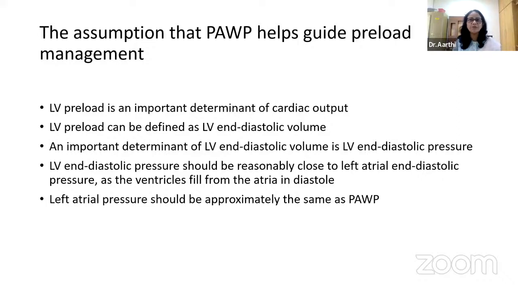We assume that both the atrial and the ventricular compliance are normal. In those scenarios, the left atrial end diastolic pressure is similar to the left ventricular end diastolic pressure. This left ventricular end diastolic pressure is the preload with which the heart has to pump the blood, which directly corresponds to the cardiac output. So left atrial pressure is the pressure measured when the pulmonary arterial catheter is wedged. So it reflects the left atrial pressure.